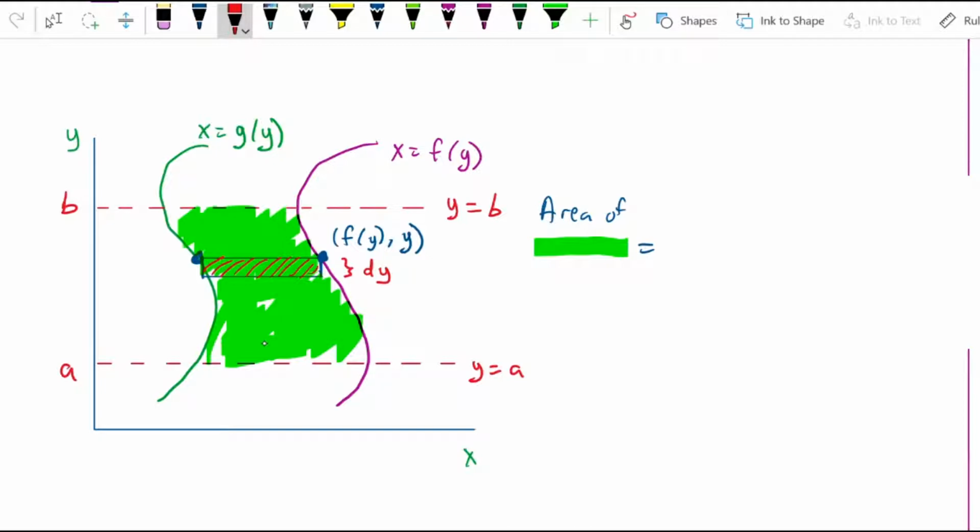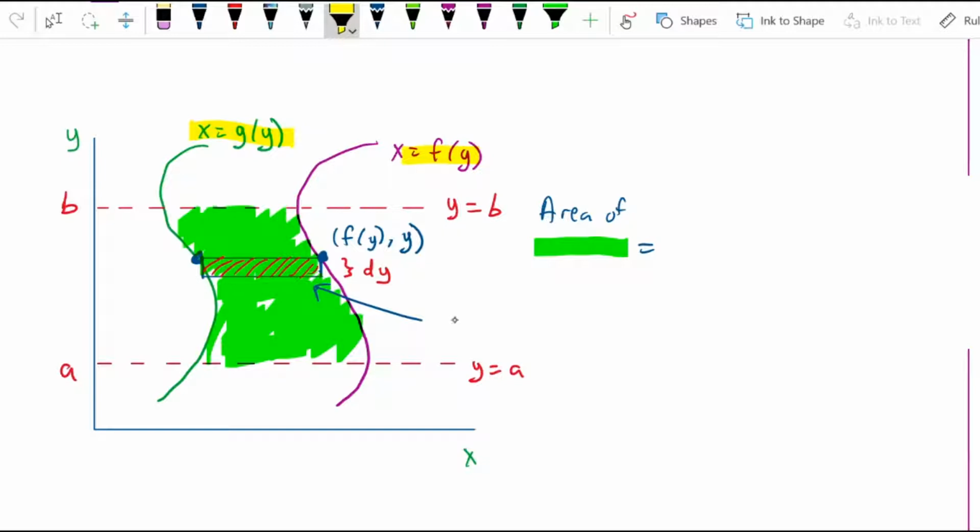Instead of integrating from the left to the right and finding a rectangle where we know the top function and the bottom function, now we're integrating from the bottom up to the top, and we're finding a rectangle whose width is given by the right function minus the left function. So here we have the right function is x equals f of y, and the left function is x equals g of y.